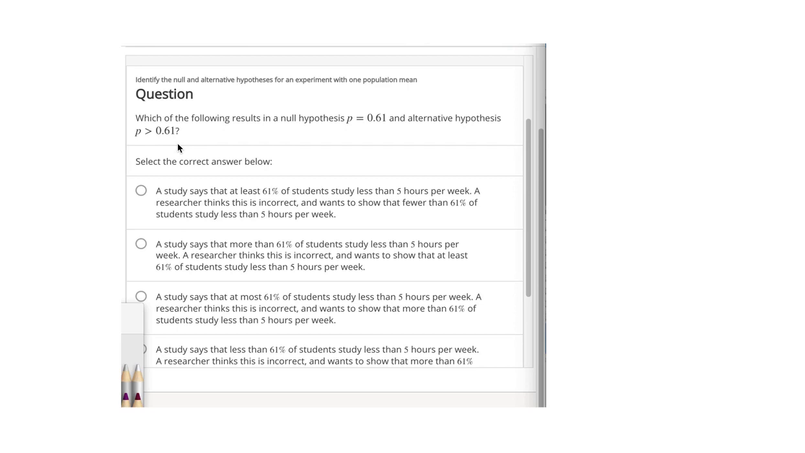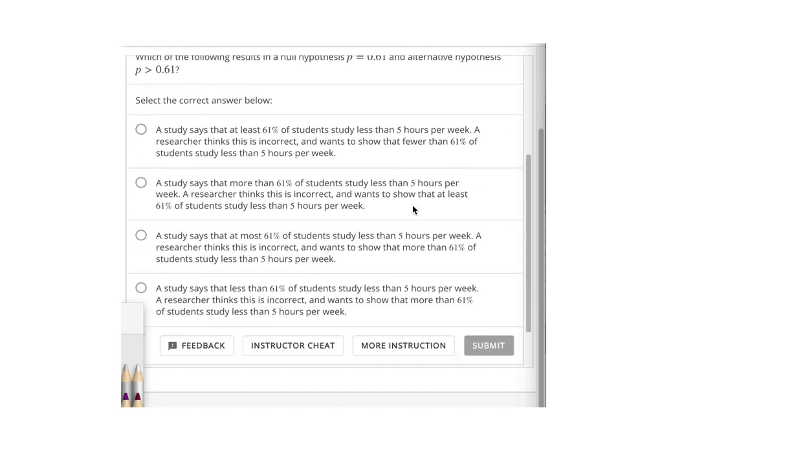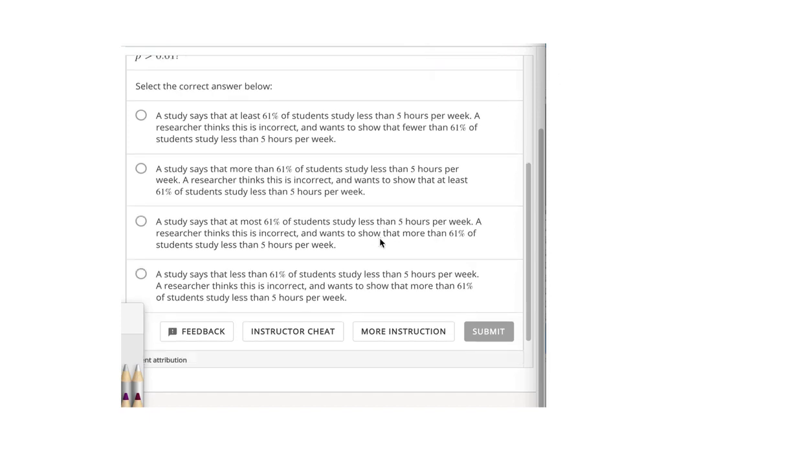A researcher thinks that this is incorrect and wants to show that fewer. So this researcher is trying to test that it's fewer than 61%. So that's less than. That's not the one we want. Study says that more than 61% of students study less than 5 hours per week. Researchers think this is incorrect and wants to show that at least 61%. Oh, that one's tricky. Let's come back to that.